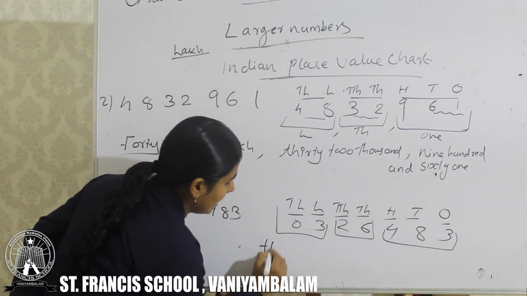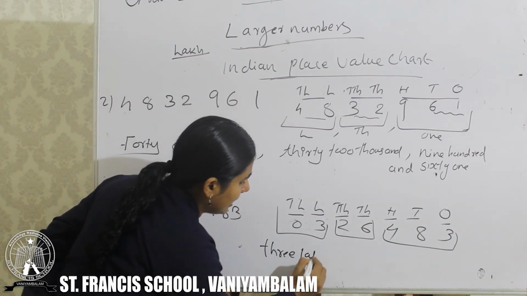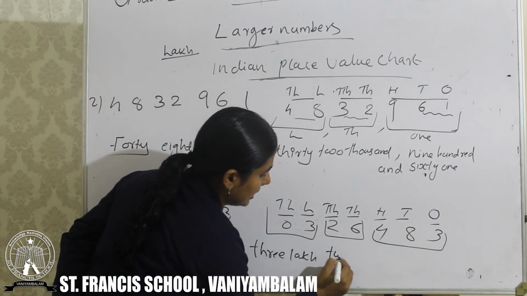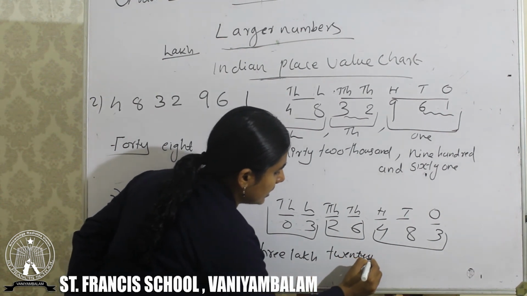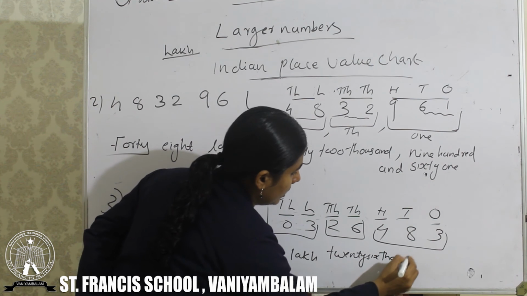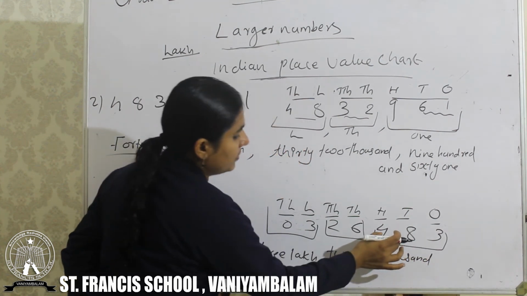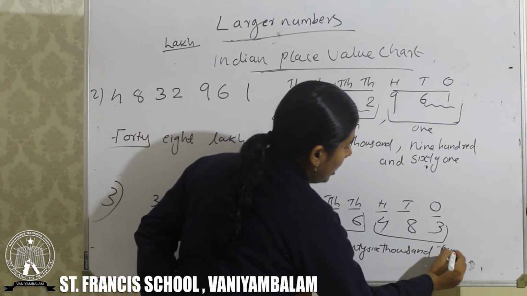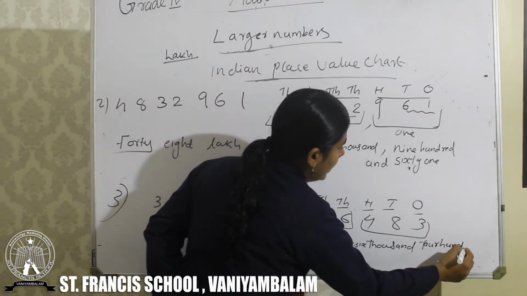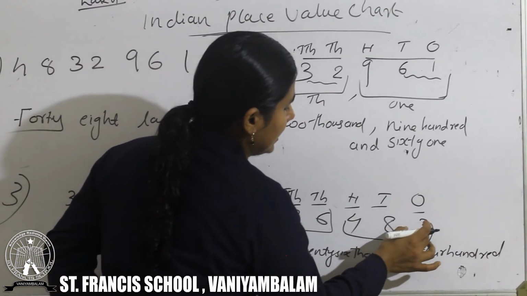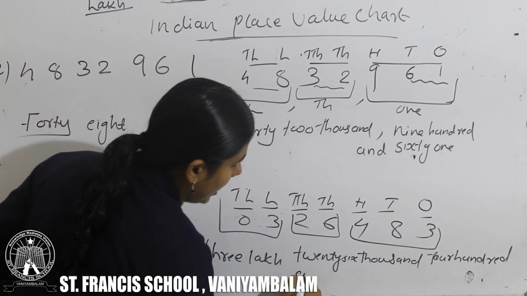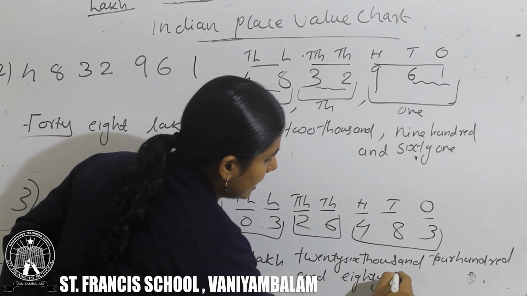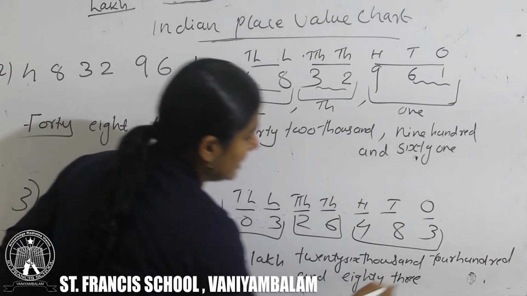That is 3 lakh. Then here in the thousands place we have which number? 26. 3 lakh, 26,000. Next this part we want to read together. That means 400, F-O-U-R, 400. Next part 83, tens and ones together. 400 and 83. E-I-G-H-T-Y, 80. T-H-R-E-E, 3. 83.